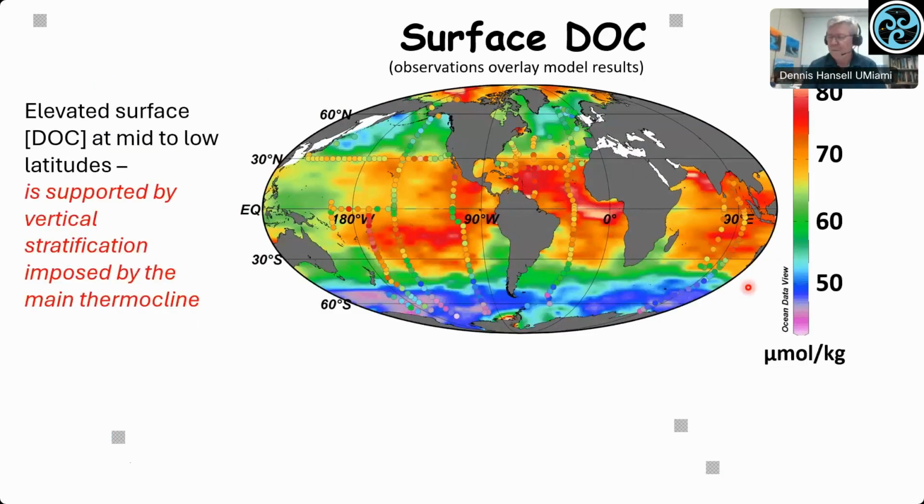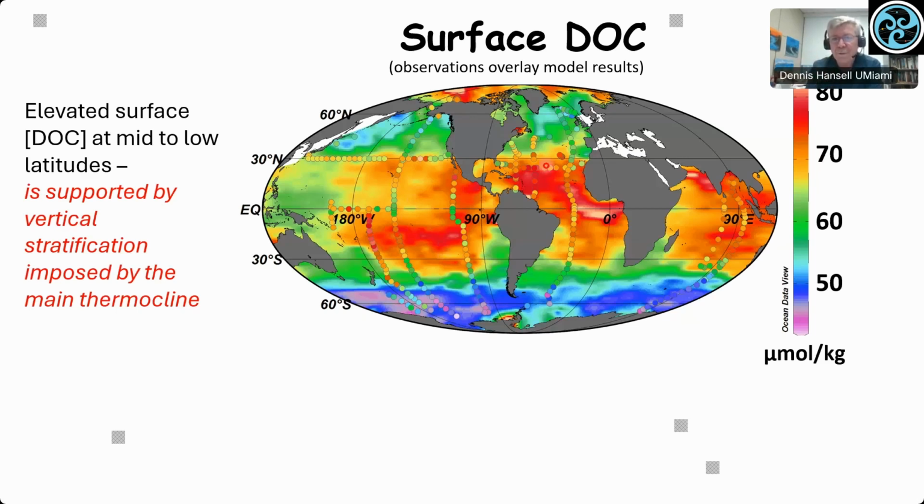All right, so here's surface DOC distribution. And this is model distribution Rainer Schlitzer did, and the background is the model, and these are our observations some time ago. And what we see is the enhanced concentrations in the lower and mid latitudes. And this is also where you'd find the highest temperatures in the ocean, right? And so it's a consequence of vertical stratification that allows this enhancement of DOC concentration.